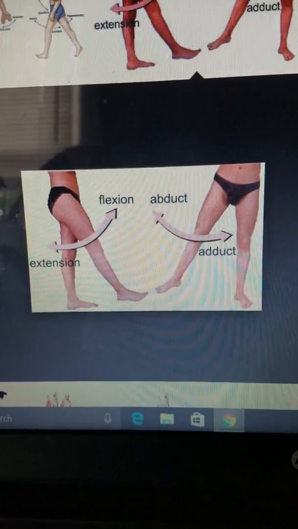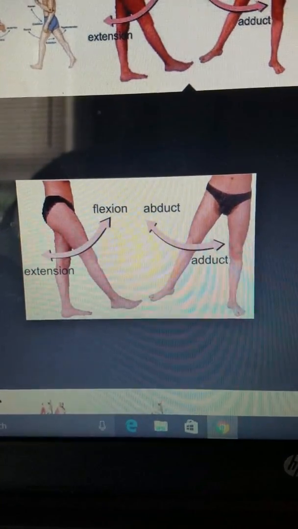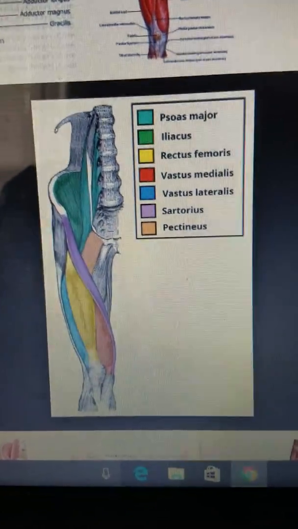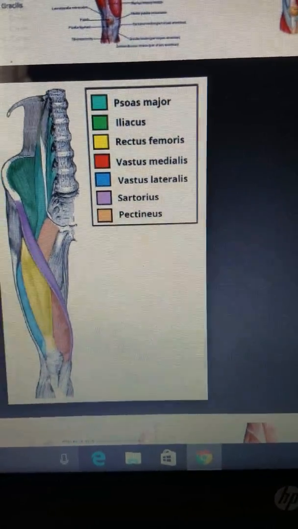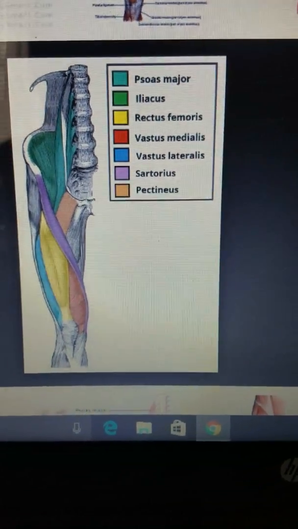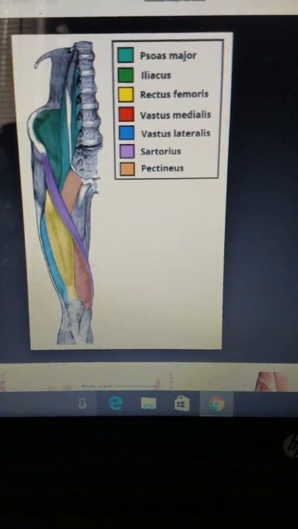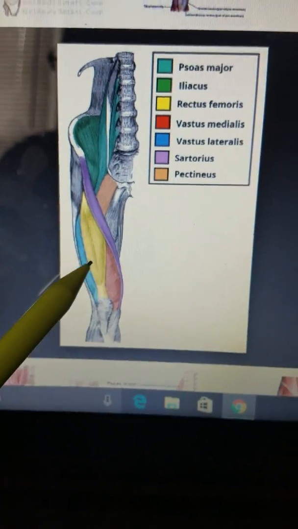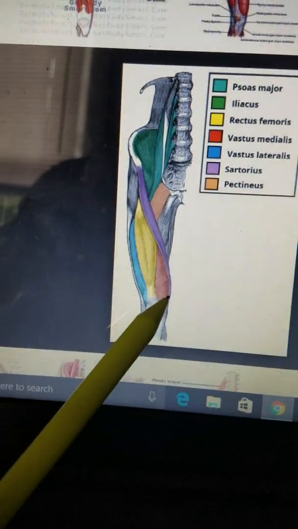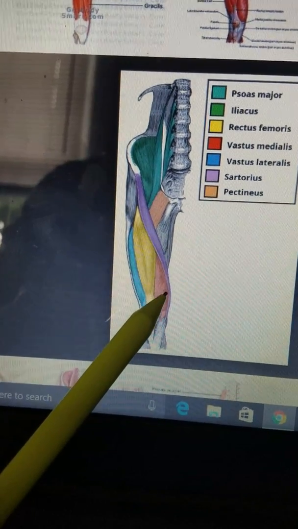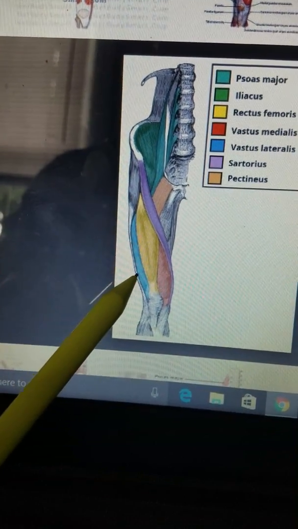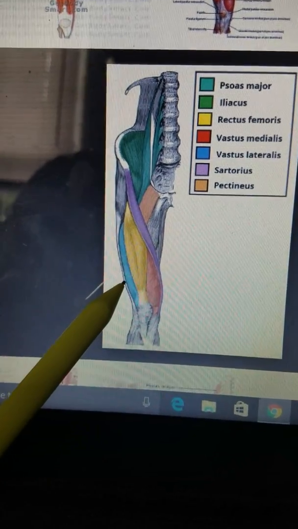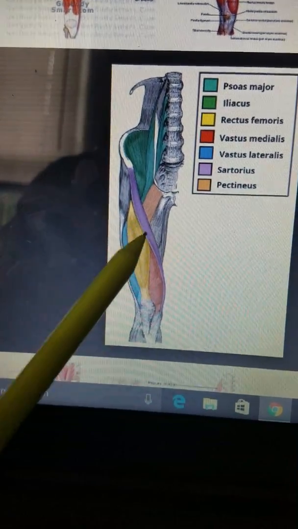And then the muscles of the anterior thigh, we have this from teachmeanatomy.com. You have the vastus muscles, and the vastus are all on the front. You have vastus medialis, which is on the medial side of your leg. You have vastus lateralis, which is here in the blue. It's on the lateral side of your leg. You have rectus femoris going up along here.